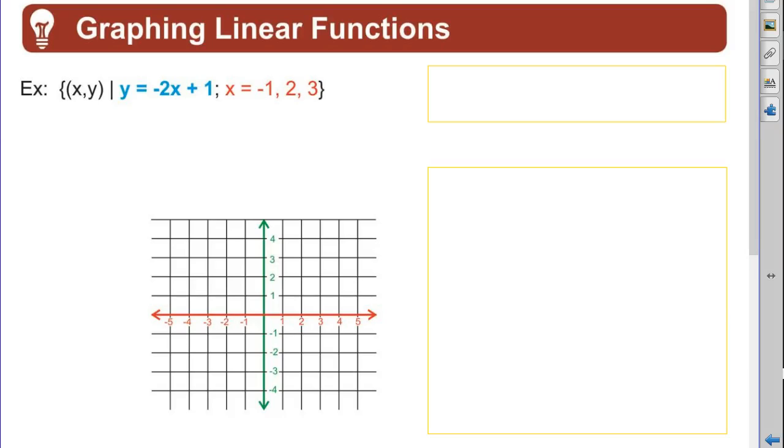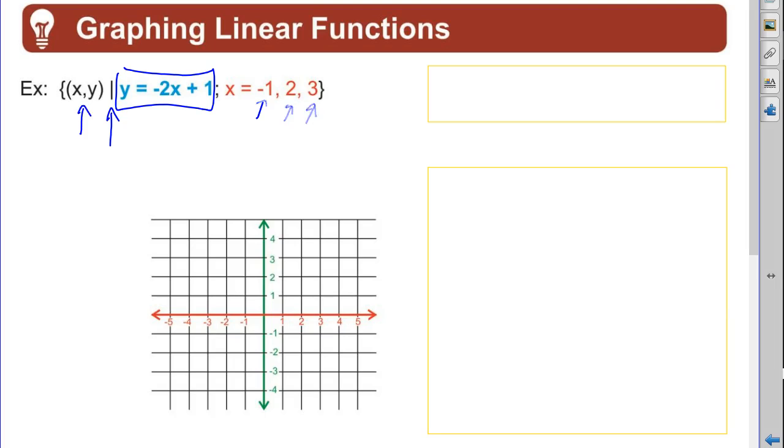All right, this is a quick review, graphing linear functions. And so we have the linear function up here above, and it's in set builder notation. Don't let that throw you off. Let me read it for you. This is the set of all x, y pairs such that y equals negative 2x plus 1. That's actually your function, where x equals negative 1, 2, and 3.